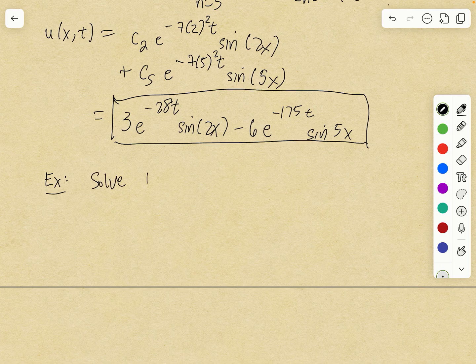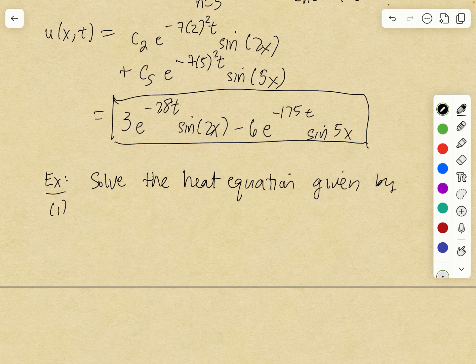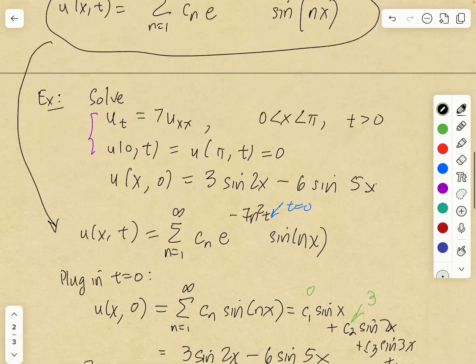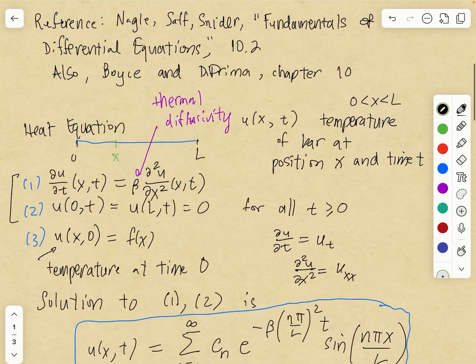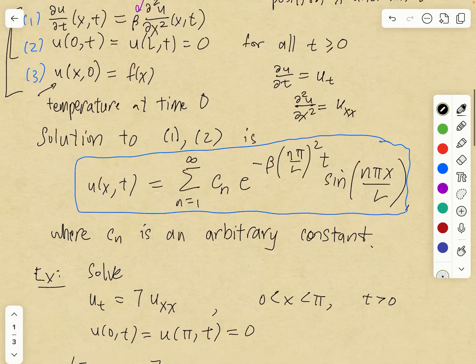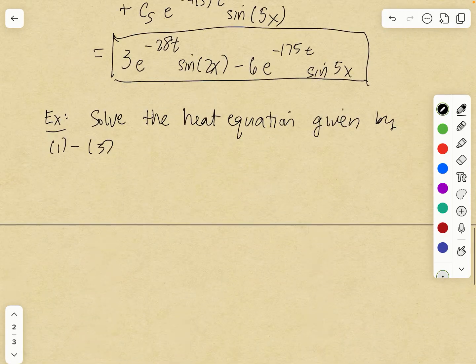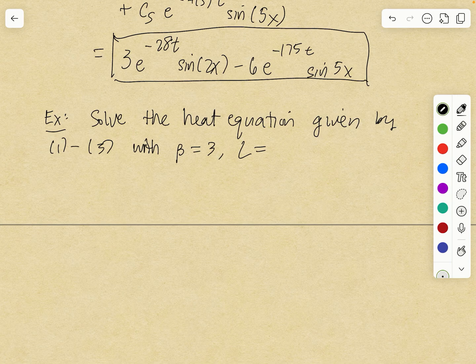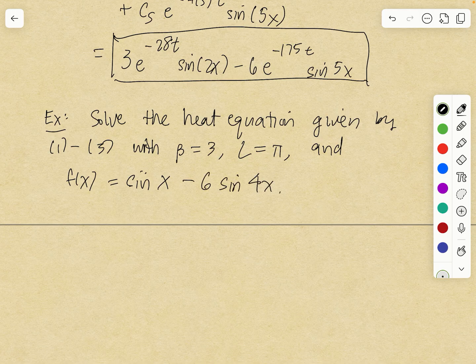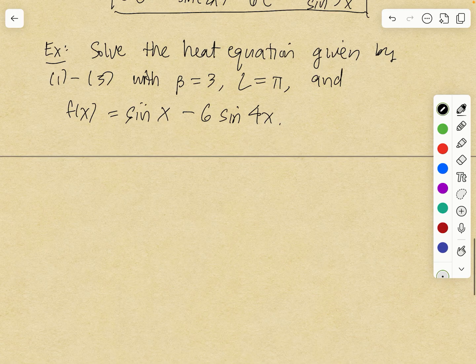So solve the heat equation, which is given by equations 1 to 3, meaning these equations I wrote down here. Solve that equation with beta equals 3, L equals pi, and f of x equals sine x minus 6 sine 4x. So this is pretty much the same as the previous problem, just with different constants.